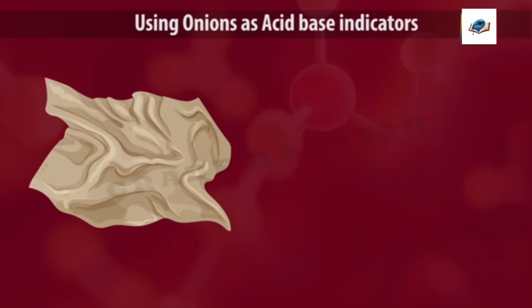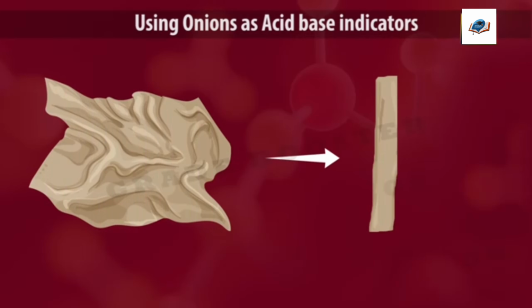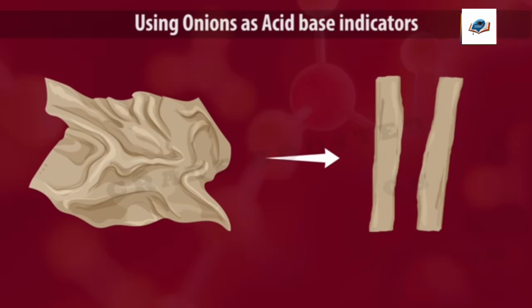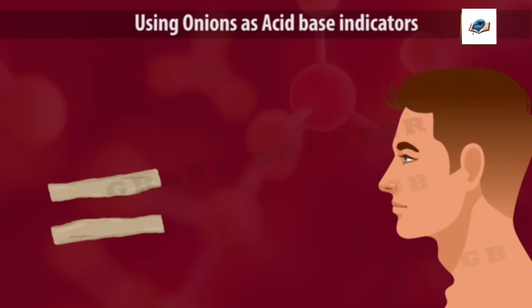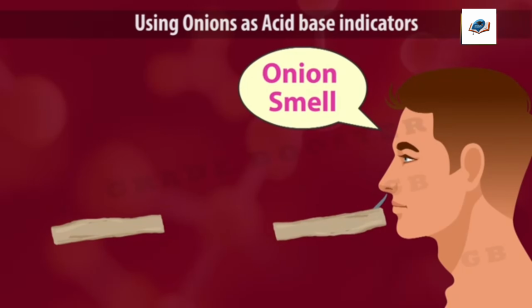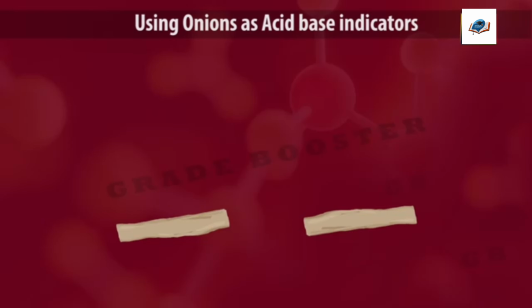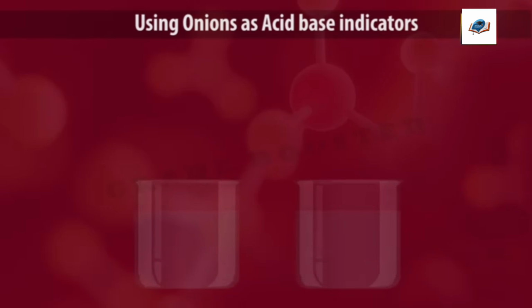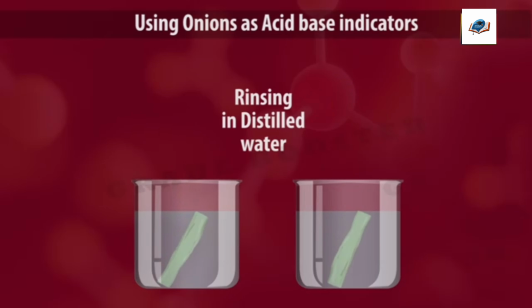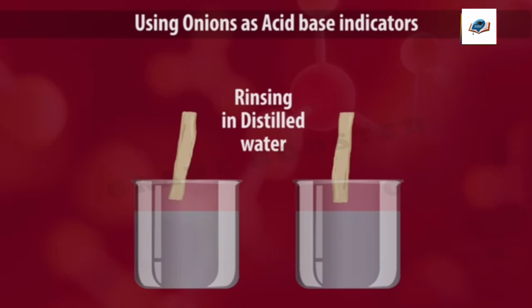On the next morning, take out the cloth from the cover. Now cut this cloth into 2 strips. Now smell both the strips. Then you will get the onion smell from both the strips. Now place the strips on a flat surface and add dilute HCl drops to strip 1 and sodium hydroxide drops to strip 2. Now rinse these 2 strips in distilled water separately.